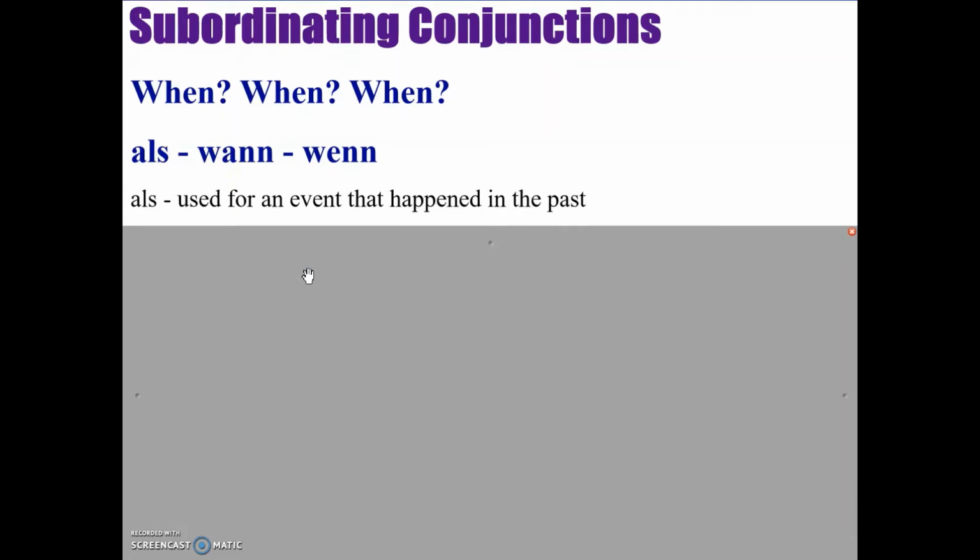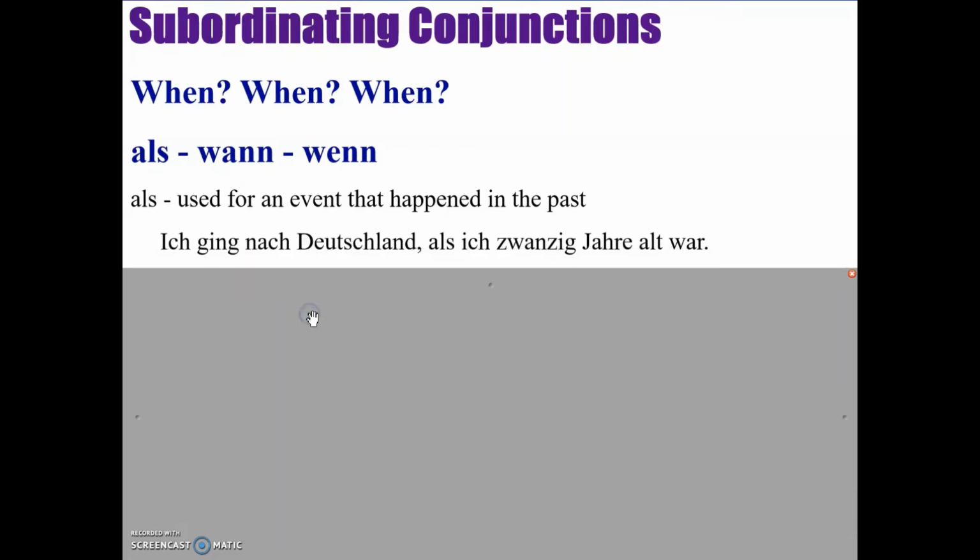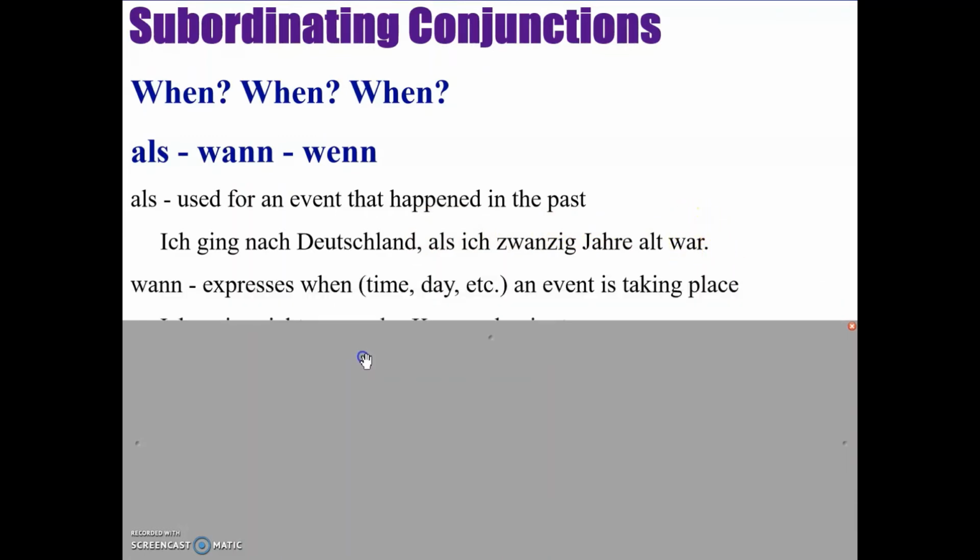Als is used for an event that happened in the past, generally just one time in the past. Zum Beispiel, ich ging nach Deutschland, als ich 20 Jahre alt war. I went to Germany when I was 20 years old. So that happened just one time. When I was 20, I went to Germany. This is your first look at a subordinating conjunction, als ich, kicking our conjugated verb war to the end of the clause.